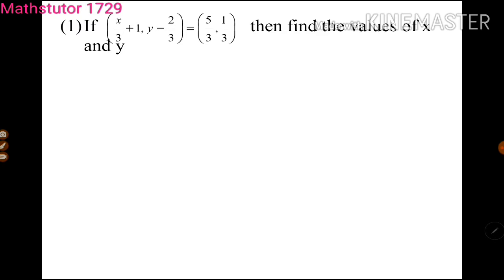We know very well by the definition of ordered pairs, if two ordered pairs are equal, then the first components of the ordered pairs are equal and also the second components are equal. So here, what are the first components? Equate them: x/3 + 1 equals 5/3. Now subtract 1 from both sides.